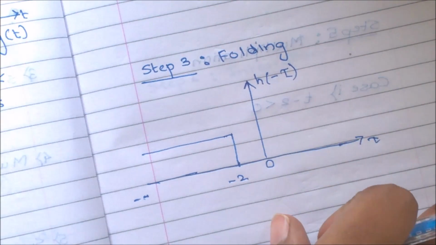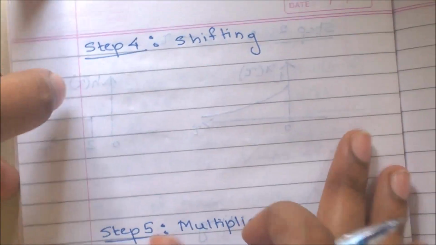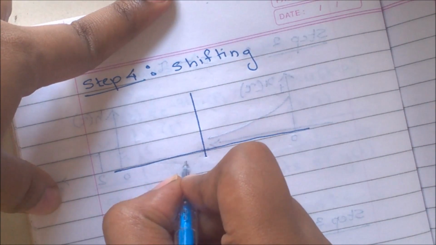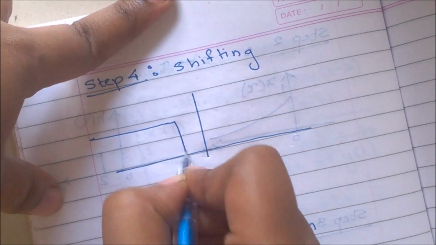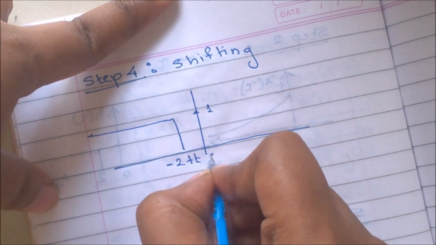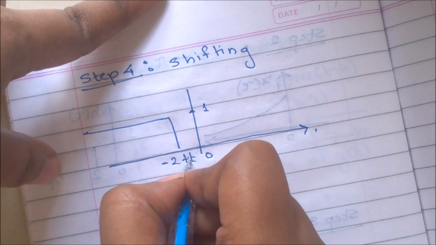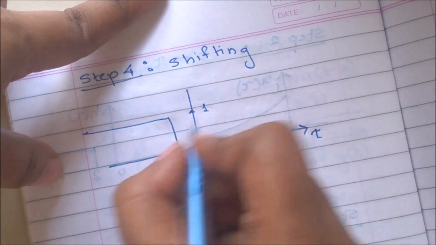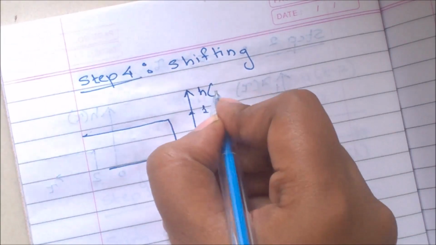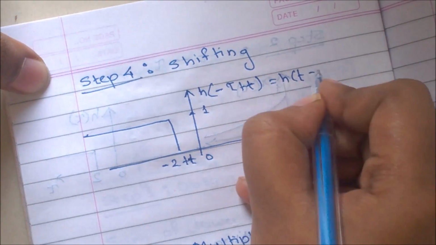Now the next operation is shifting. We will shift the same signal that we folded. So this will become minus 2 plus t, on the tau axis, and this will be h of minus tau plus t, or h of t minus tau.